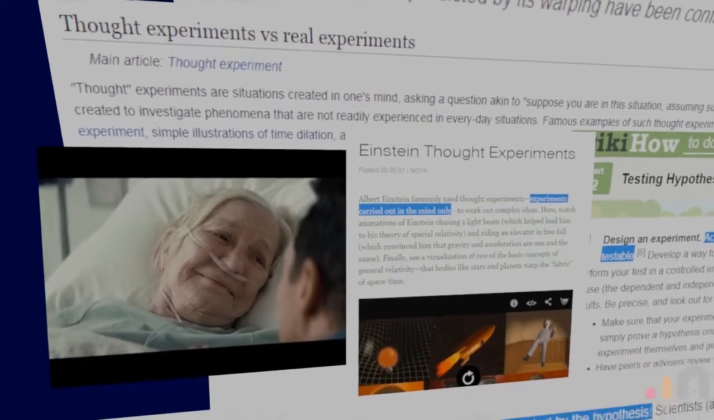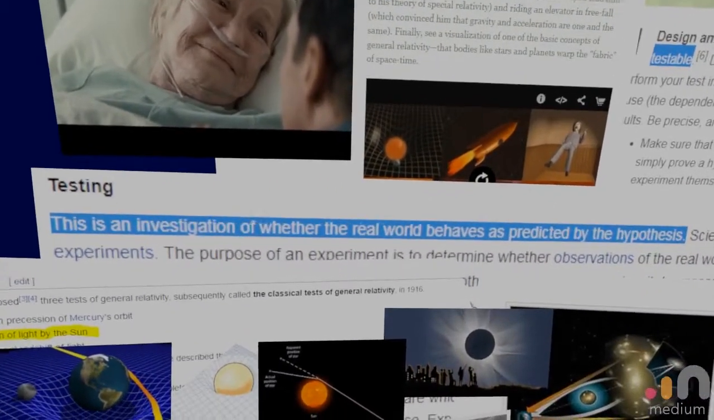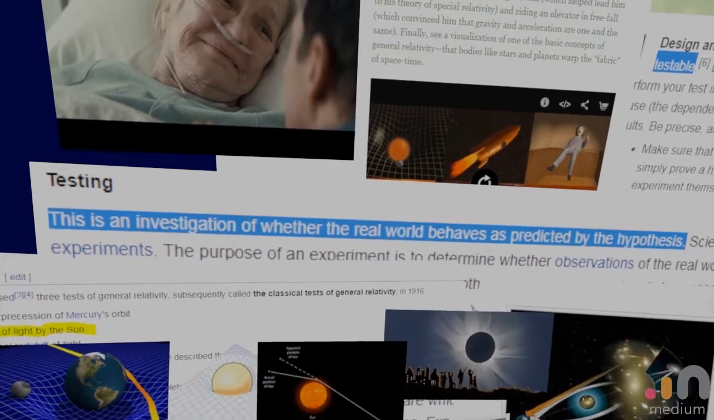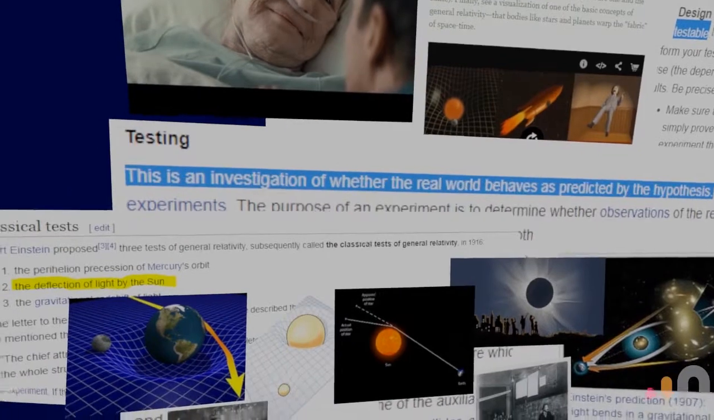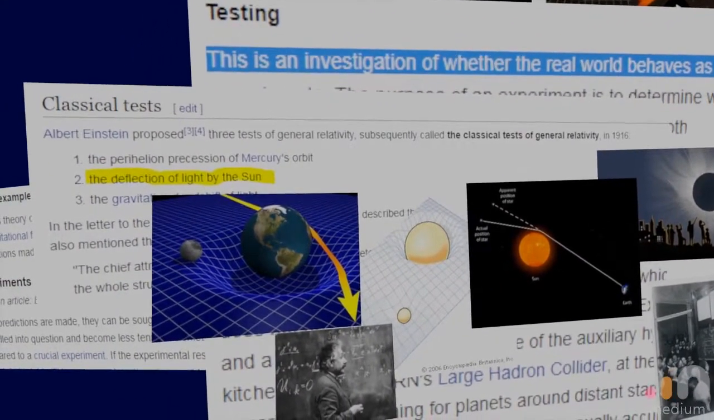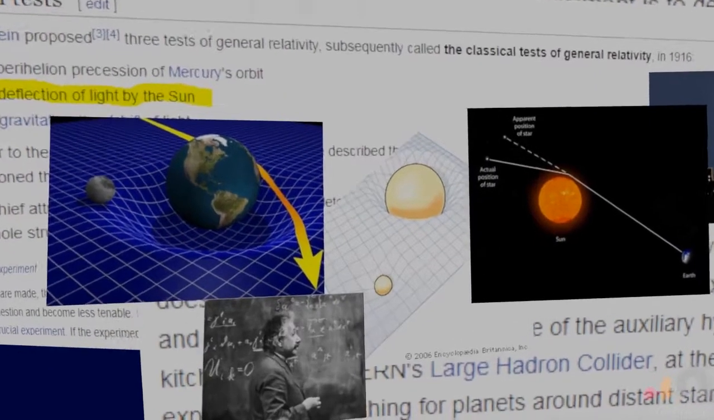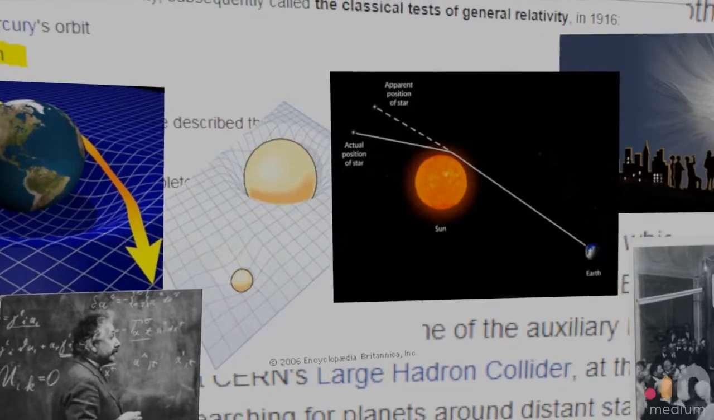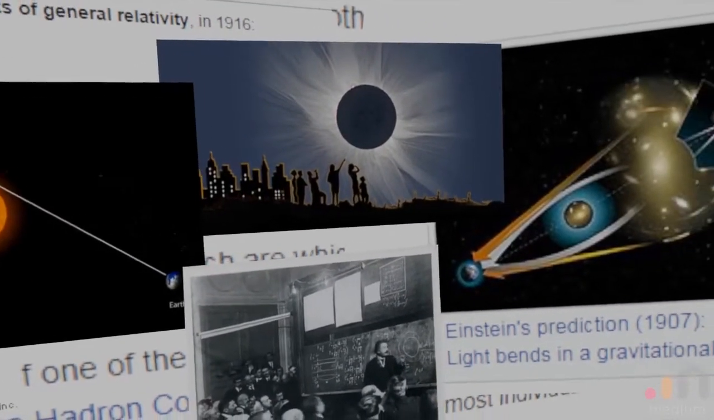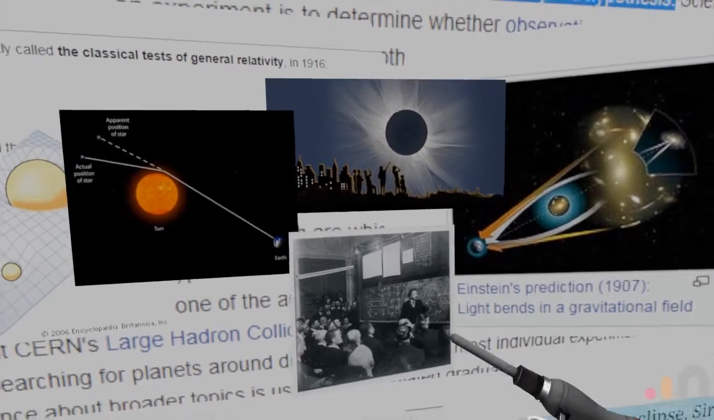And they're like, no, Einstein, it has to work. The whole point of doing a test is that it's an investigation of whether the real world behaves as predicted by our hypothesis. So we have to know that the real world behaves this way. And he's like, okay, fine, I can't use thought experiments. Well, then I predict that the real world is going to behave like this. I predict that on the next solar eclipse that you see, light will bend in a gravitational field. Is that good? Is that good enough for you, scientific community?